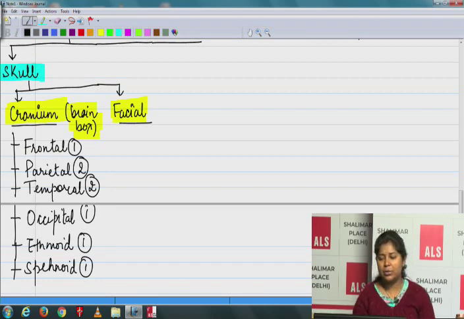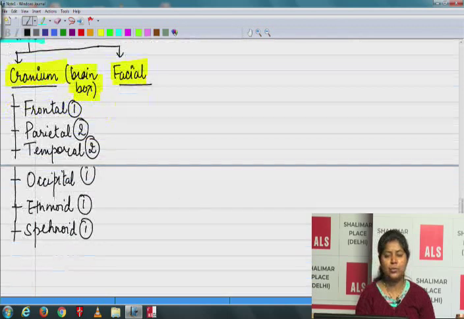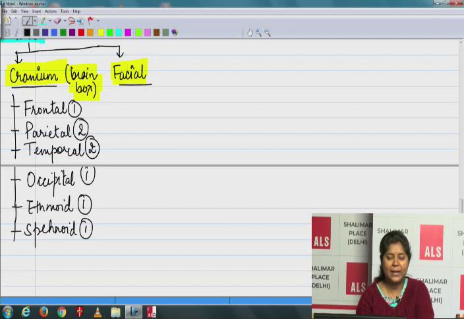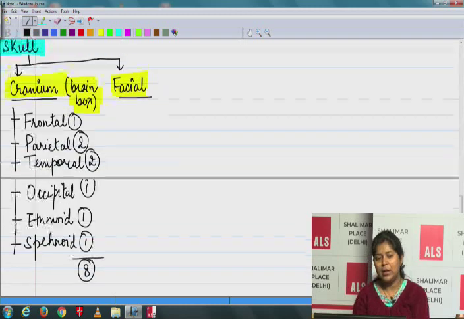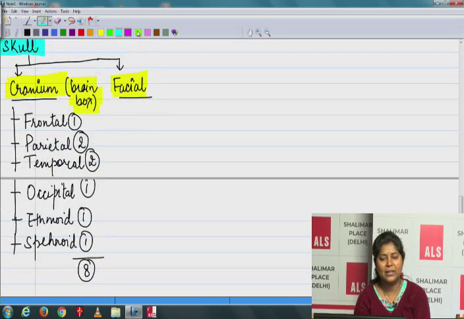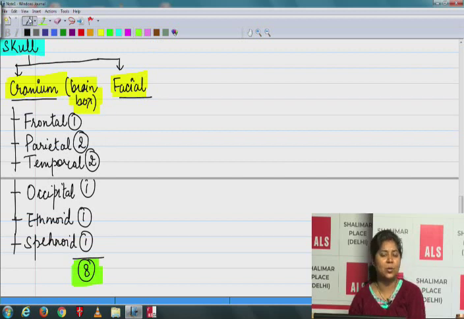So how many bones do you have in total in your cranium? 1, 2, 3, 4, 5, 6, 7, 8. So in total you have 8 bones in your cranium. So your cranium comprises a total of 8 bones. We'll keep on highlighting these things since they are important. So 8 bones are present in your brain box or in your cranium.